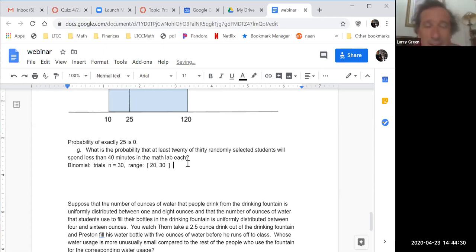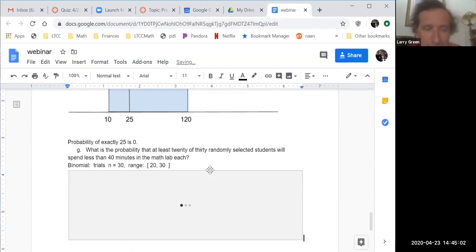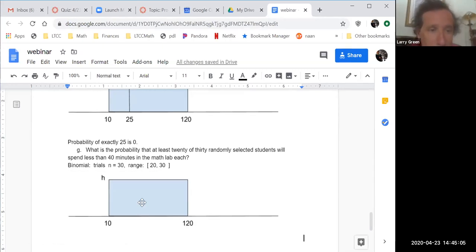Okay, what's left to do? What do we still need to be able to go to our computer and work this out? Yeah, we need P. How do we get P? How do we get the probability that someone spends less than 40 minutes in the math lab? Yeah, now we're back to our chapter again. So for our P, what we need to do is we need to draw a rectangle again. And we want less than 40.